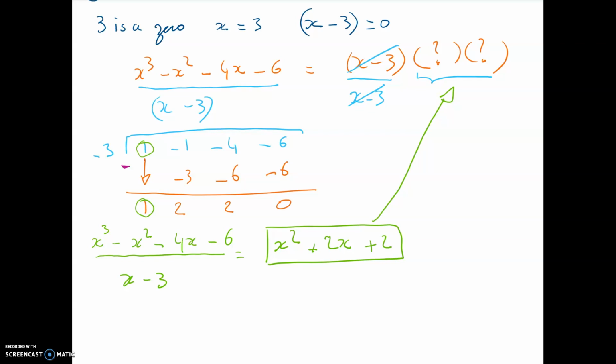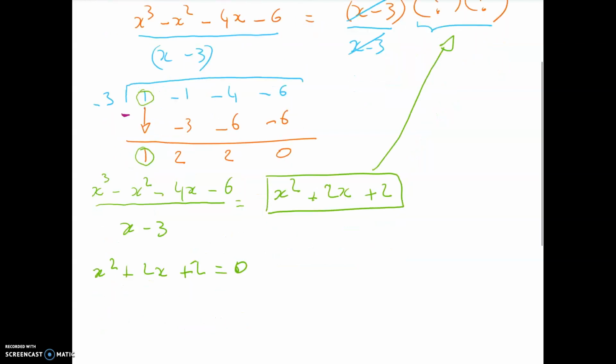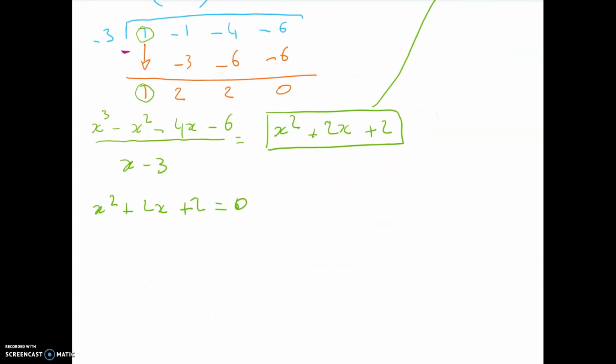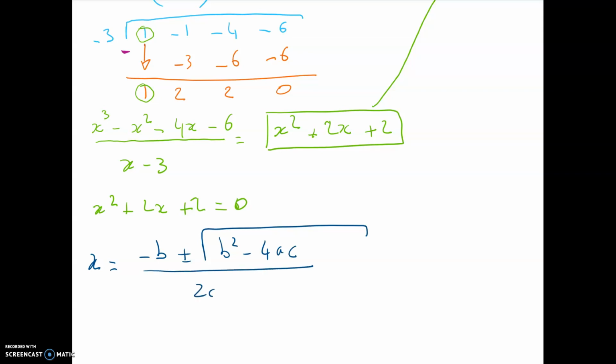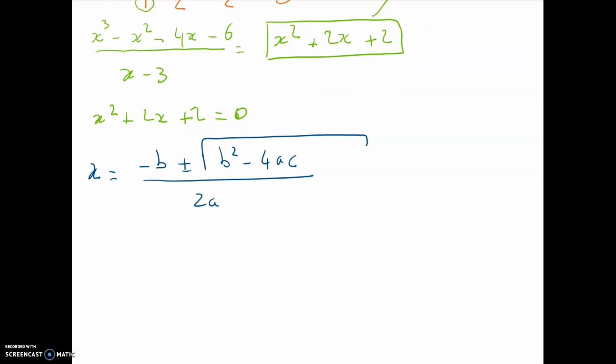Well, that's pretty simple. Remember that x minus 3 gives you x equals 3, a 0 of your polynomial. So x squared plus 2x plus 2 equals 0 will give you also the 2 zeros you are missing. And for that, I'm going to use the quadratic formula. I would like to remind you, it's negative b plus or minus the square root of b squared minus 4ac, divided by 2a. In my case, a equals 1, b equals 2, and c equals 2.